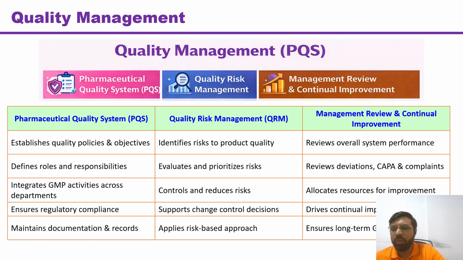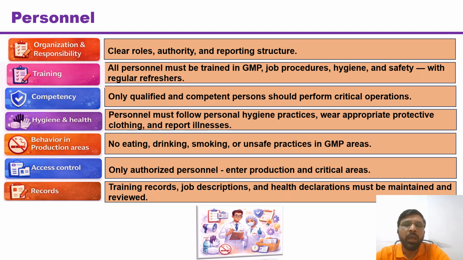Review overall system performance means we have to review our system, and when we are reviewing, definitely we will get some deviations, some complaints, or some investigations, and we have to take appropriate CAPA. But sometimes those CAPAs require some investigation, or we have to take some hard decisions, so it is important that we present those things to management, so that we can take appropriate decisions on those factors.